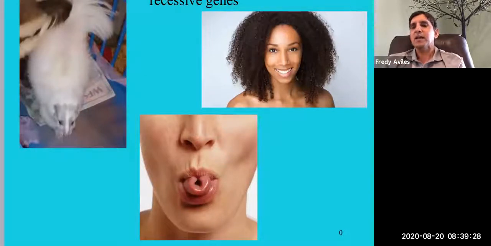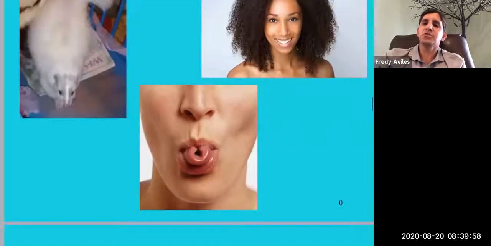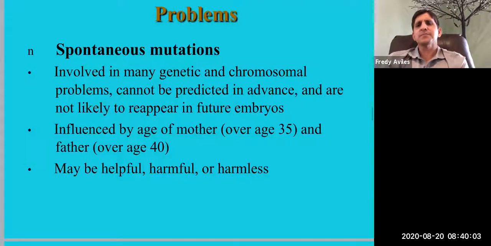Now, I'm one of those people that cannot do that. I cannot curl my tongue that way, no matter how hard I try. And that means that I have recessive genes for tongue curling. I got a recessive gene from my mother and one from my father, so both recessive genes. These are just some examples of recessive and dominant genes and the effects they can have. So remember, the expression is the phenotype. Moving on. Now, genetic information can be altered, okay?